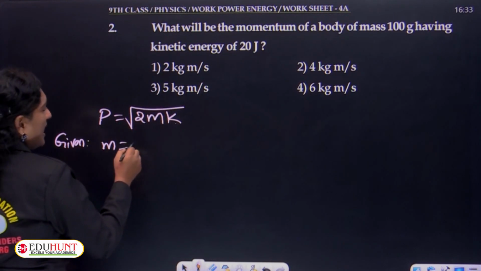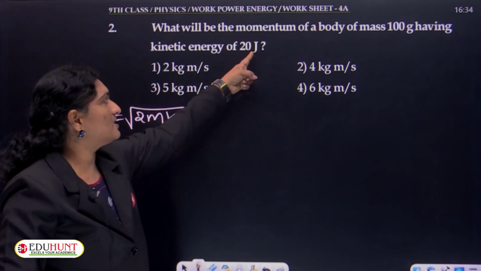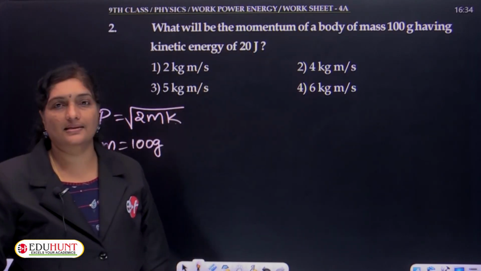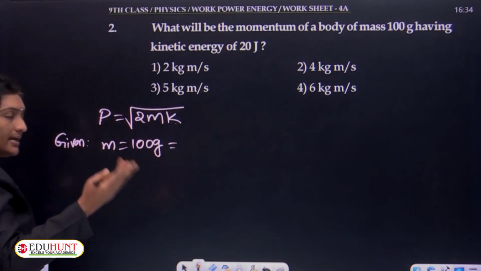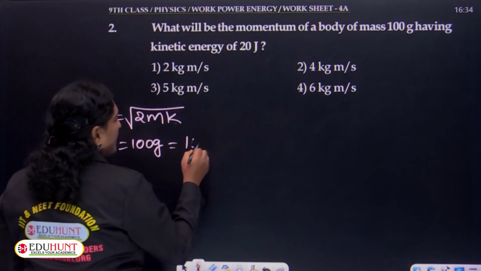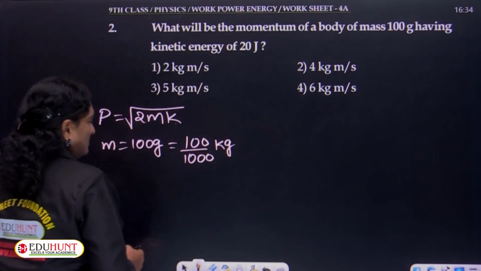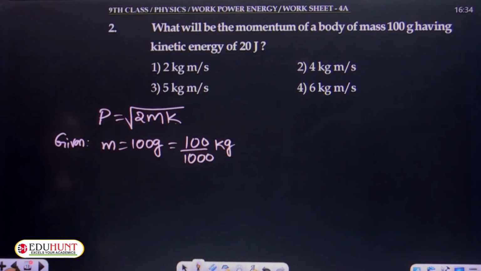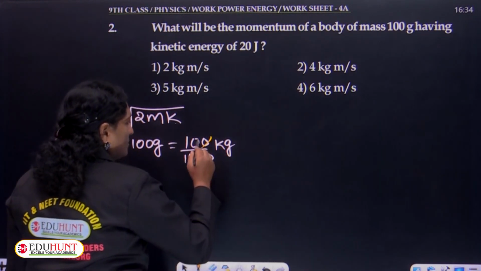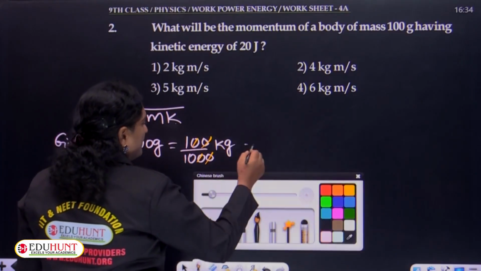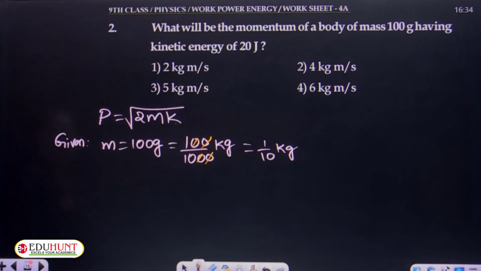mass is given as 100 grams. Though mass is given in grams, kinetic energy is in joules and the options are also in the SI system, so you have to convert mass into the SI system. To convert grams into kilograms, you have to divide by 1000. So, mass is how much, children? 100 upon 1000 kg. After simplification, the zeros cancel and it will be 1 by 10 kg. So this is the value of mass.